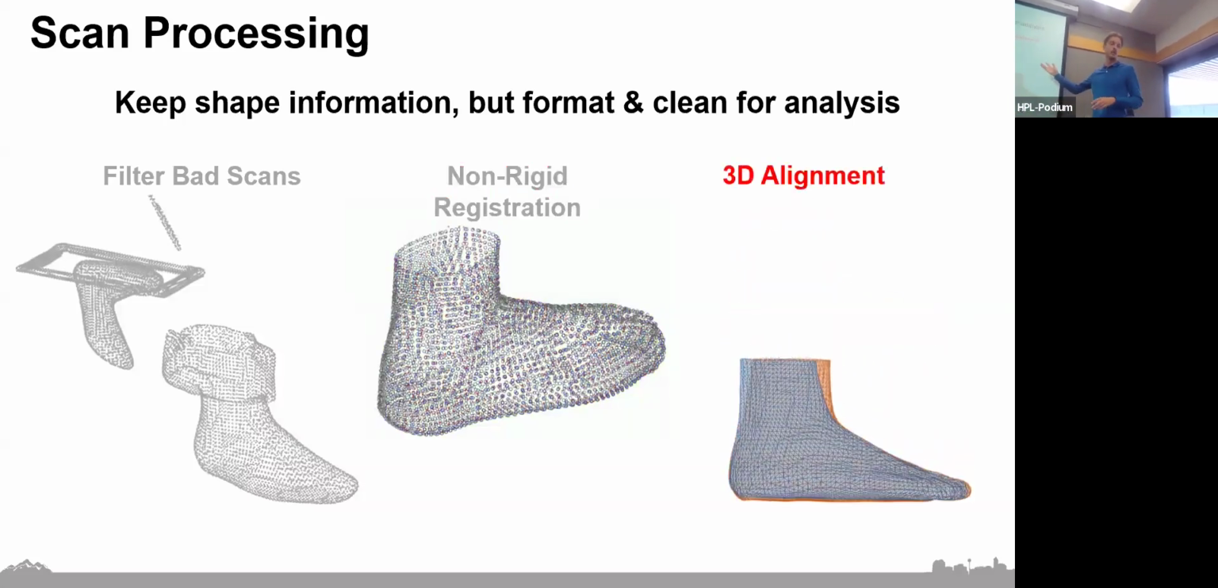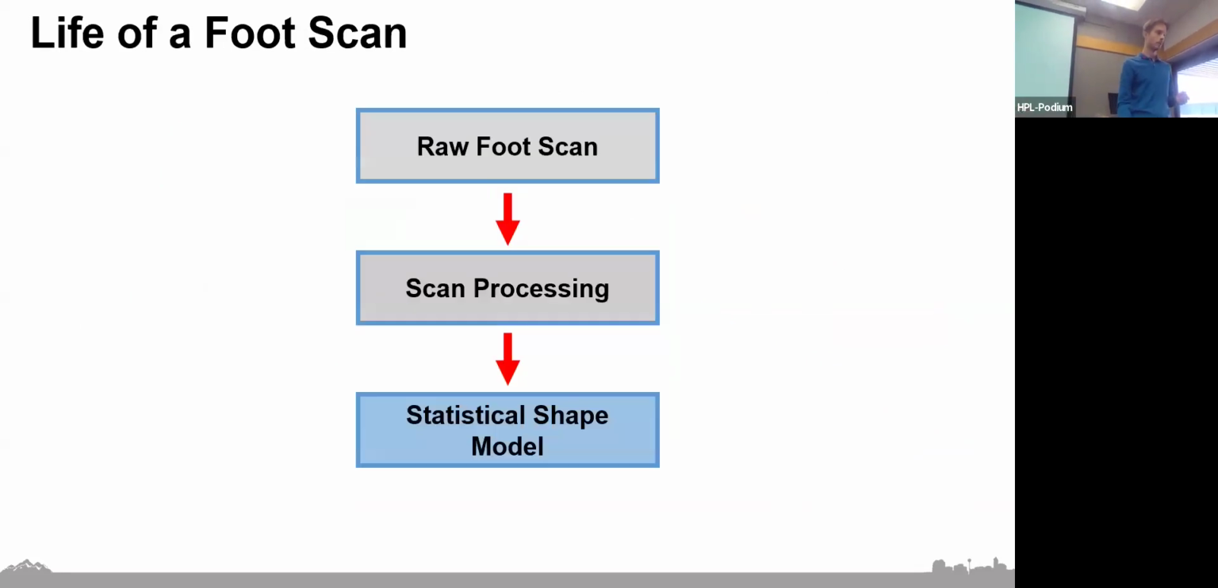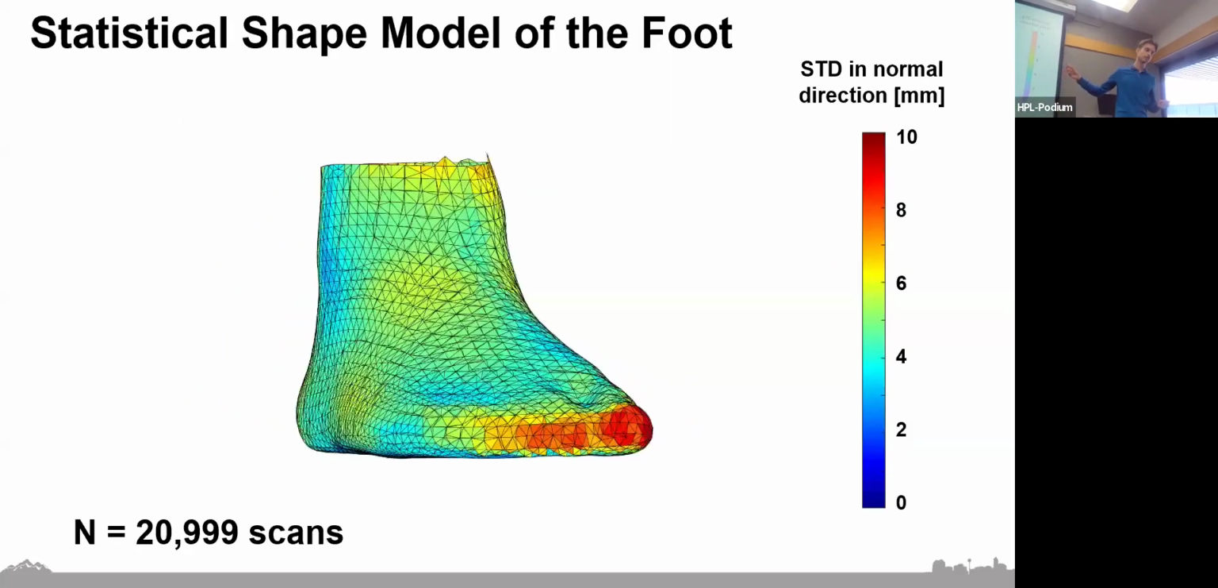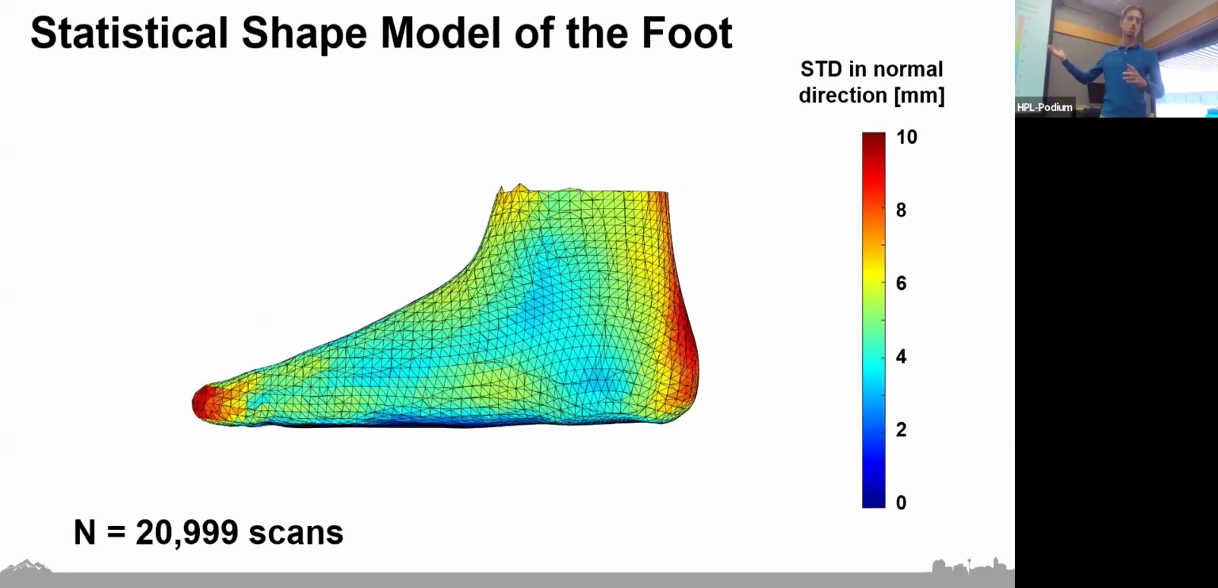And then we align them in 3D space using a combination of a few shape alignment algorithms, namely one called a generalized Procrustes analysis. So in the end, when all is said and done, our scans are all cut to the same height, represented by the same number of corresponding points, and then aligned in 3D space. Then we combine what we have left into our statistical shape model. And here's what that looks like. When you combine them all into a model using principal component analysis, this is what we get.